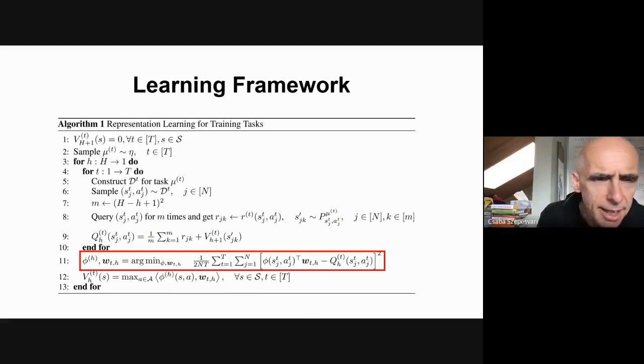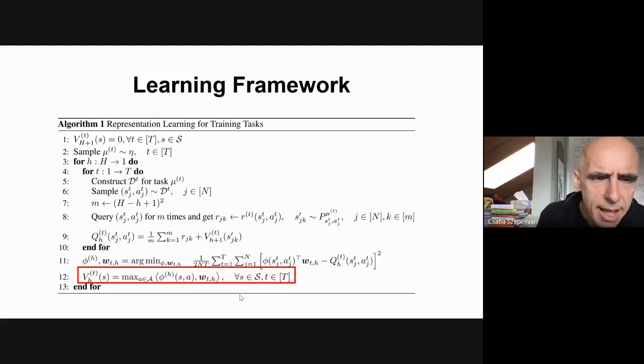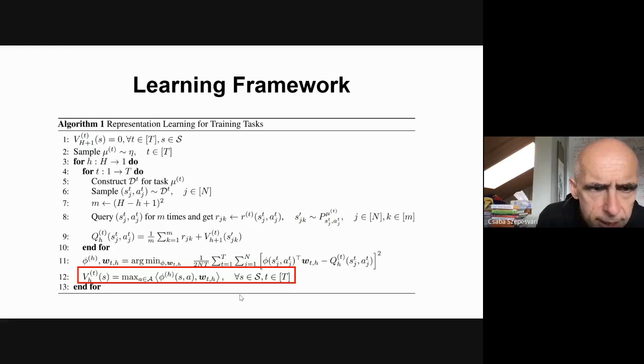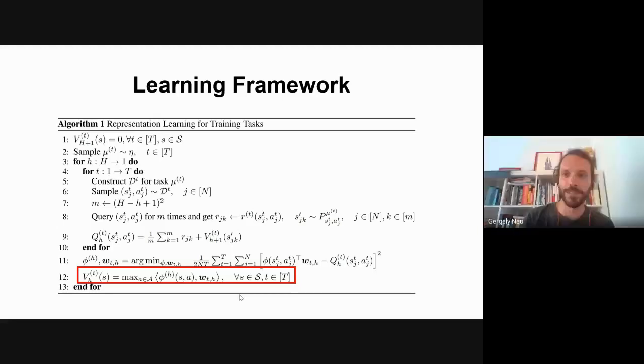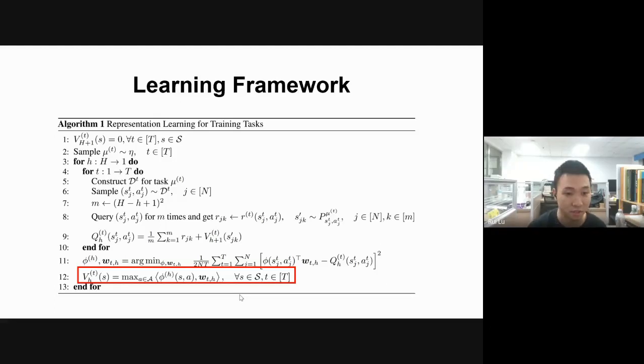Line 12. Line 12 has a phi in it, and that has an index h. Yes, well, we learned a representation phi for each level. But on line 11, I don't see... Okay, I see. For each h. The arg means the output is the phi of h, so that's the solution of that. Yes, that's the specific solution at level h. Okay, I can continue. Thank you for your questions.